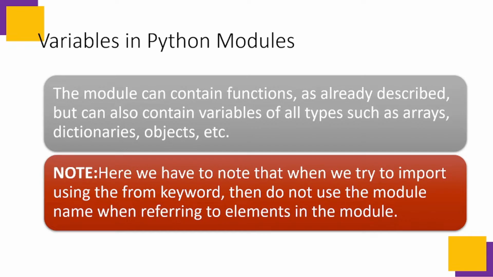Variables in Python modules. As we saw, we can contain functions in modules, right? But we can also contain variables of all types such as arrays, dictionaries, objects, etc. Here we have to note that when we try to import using the from keyword, then do not use the module name when referring to elements in the module. We can see this with an example.